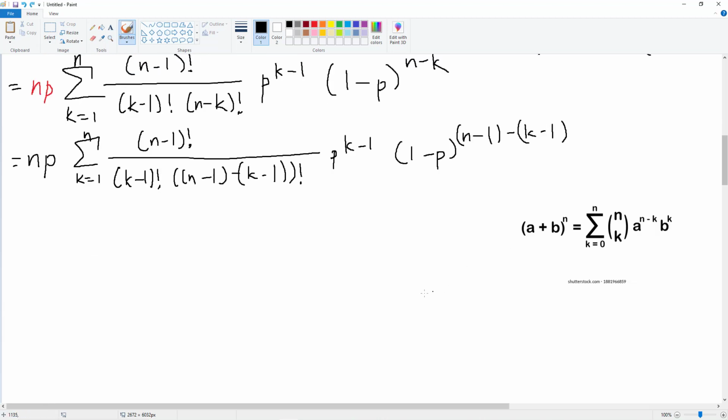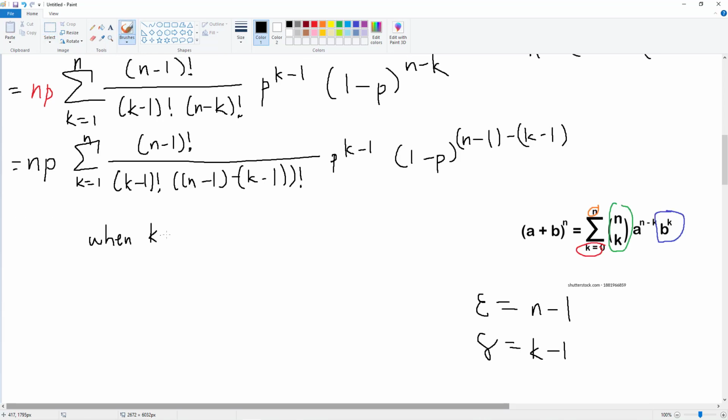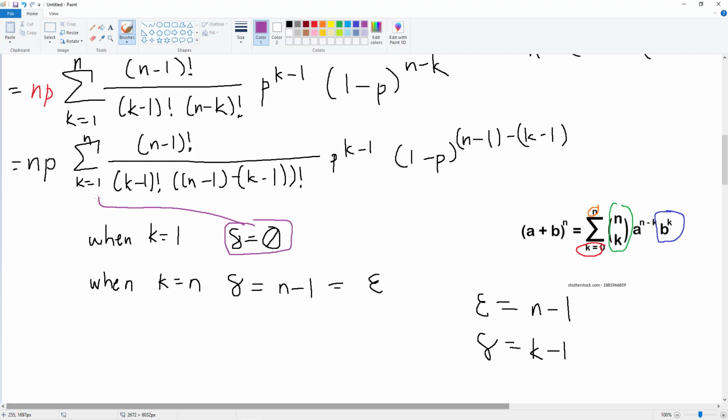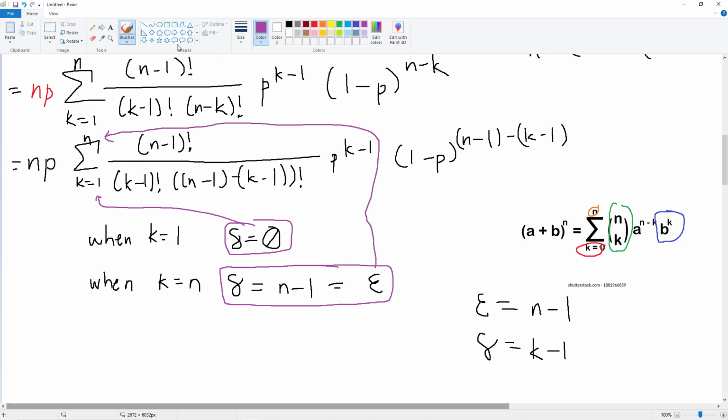Before we do that, choose 2 letters, say epsilon and delta. Let epsilon equal n minus 1 and delta equal k minus 1. And now let's change the bounds. When k equals 1, then we know that delta is equal to k minus 1, so delta is equal to 0. And when k equals n, then delta is equal to n minus 1, which is equal to epsilon.